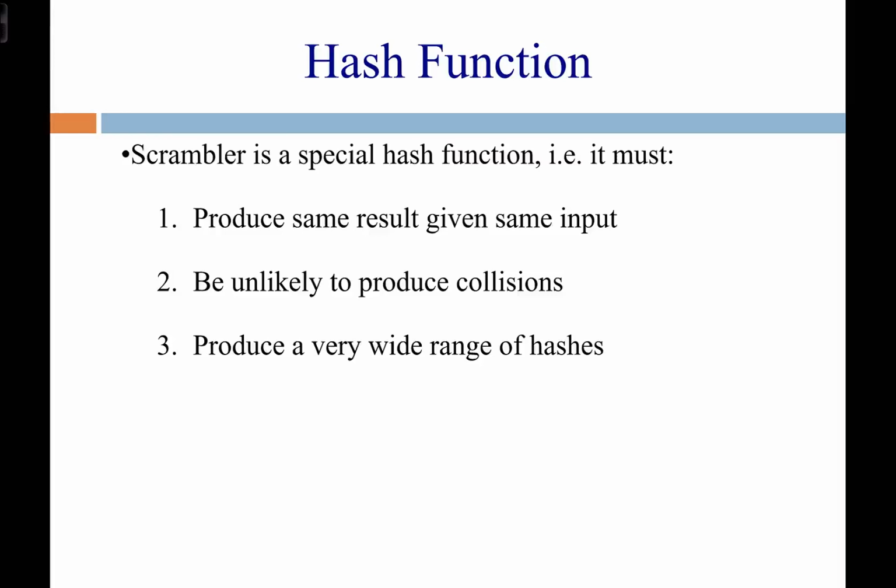So the hash function always has to produce the same result given the same input. It should be, anyway, unlikely to produce collisions. A good one is unlikely to produce collisions. And a good one also produces a very wide range of hashes, given a more limited range of inputs. So the range of inputs is passwords that people might pick, and the range of outputs is very, very large, like 64 hexadecimal digits.